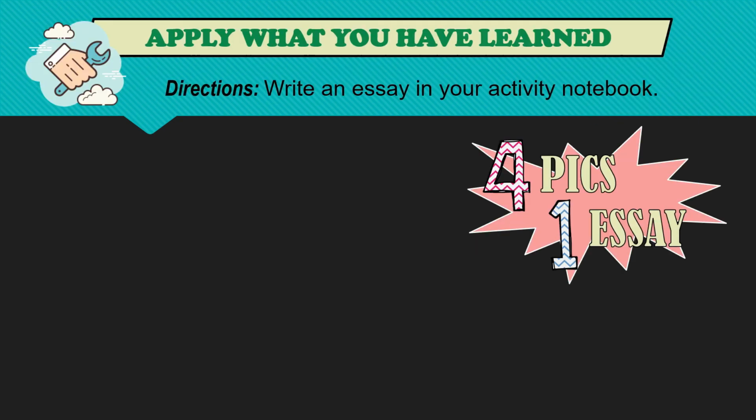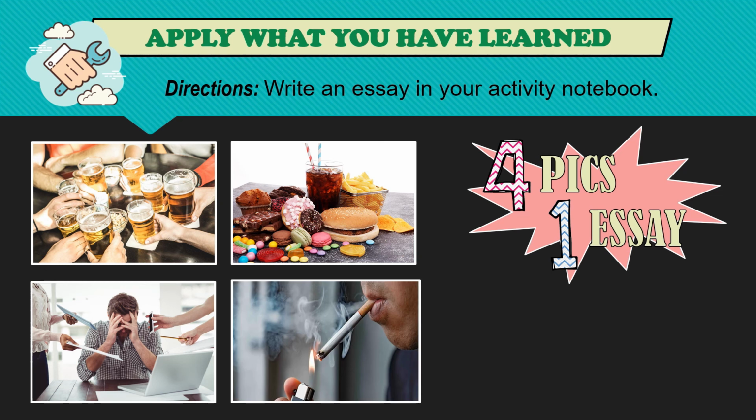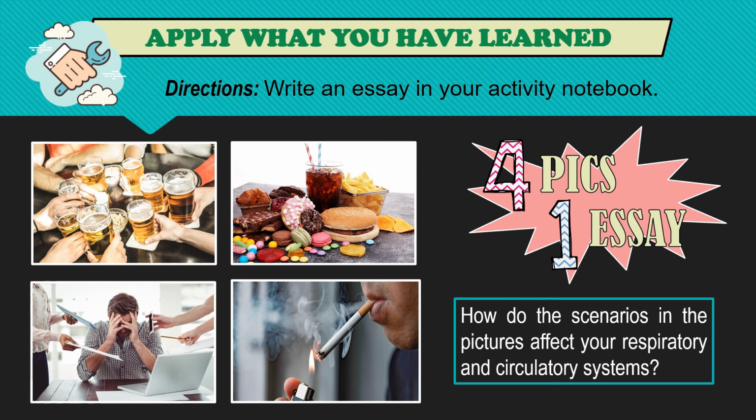We are now done with our discussion about the respiratory system and circulatory system. This time, let us apply what you have learned through this activity entitled 4 Picks 1 Essay. We have here the 4 pictures and I want you to answer this question. How do the scenarios in the pictures affect your respiratory and circulatory systems?